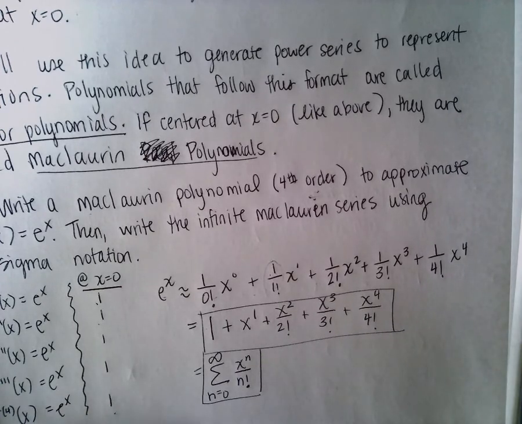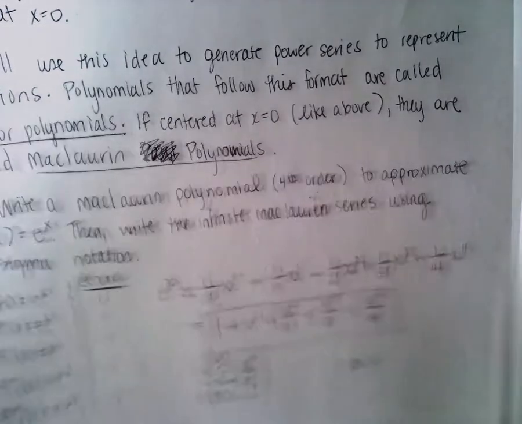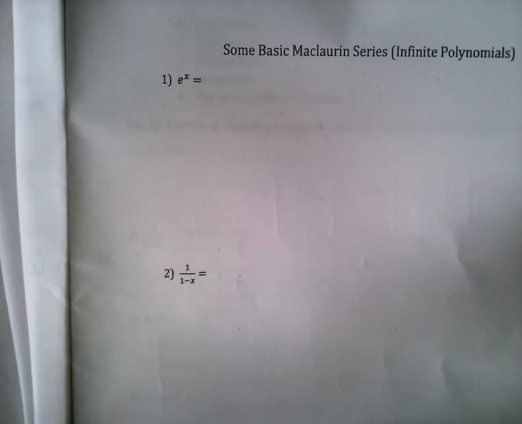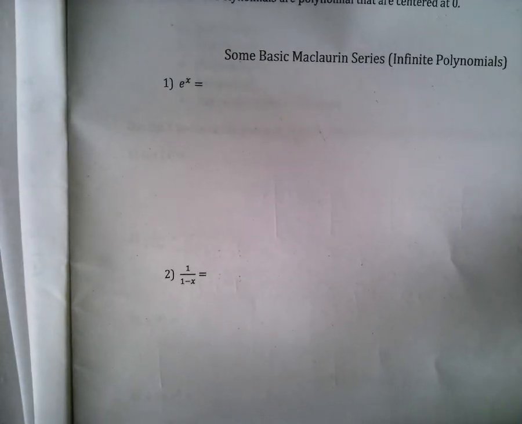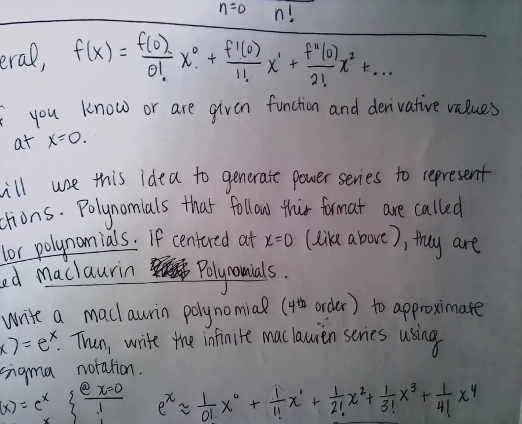And this, by the way, you can write out, I don't know if I told you, on page 11, where it says number 1, right here, e to the x. So some basic Maclaurin series, e to the x equals, and then the next one's 1 over 1 minus x. We're going to do all of these together. Okay.